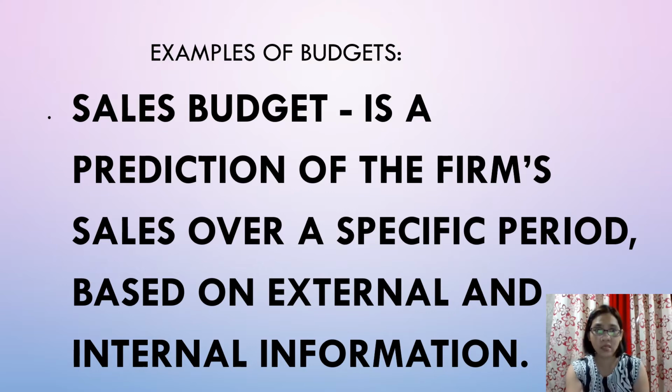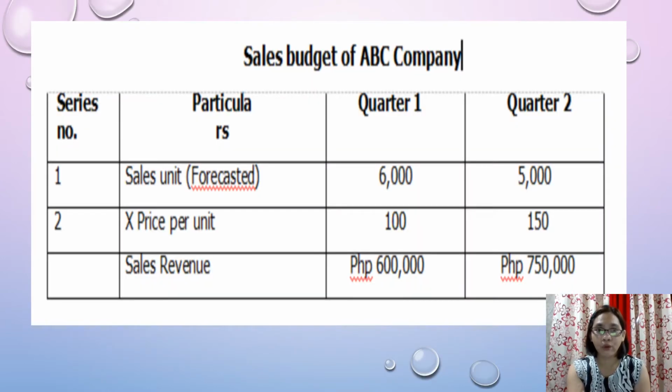One is a sales budget. A sales budget is a prediction of the firm's sales over a specific period based on internal and external information. The sales budget is constructed by multiplying budgeted unit sales by the selling price. So this is an example of a sales budget, the sales budget of ABC company.